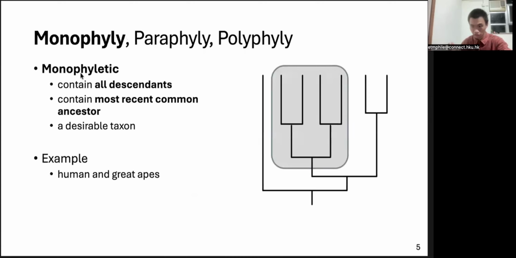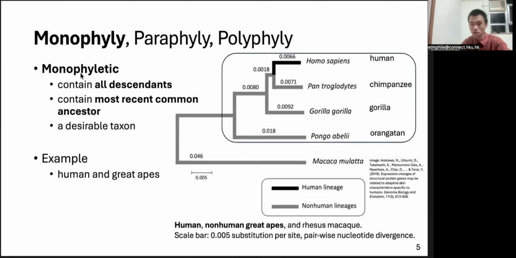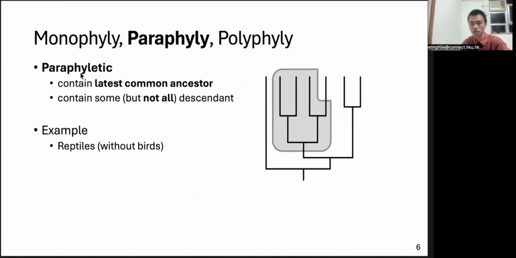A good taxon should be monophyletic, which includes the most recent common ancestor and all its descendants. For example, humans plus great apes and our most recent common ancestor form a monophyletic group. This makes one very clean cut on the tree and takes away all branches above the cut. Less desirable groupings include paraphyly and polyphyly.